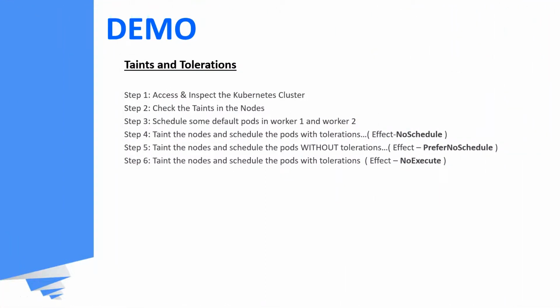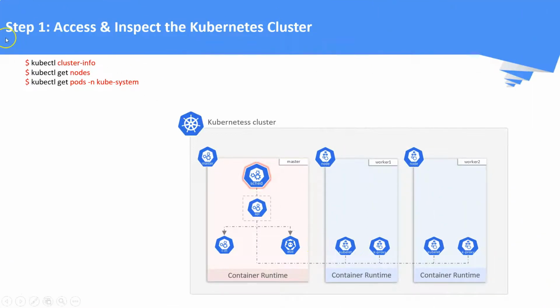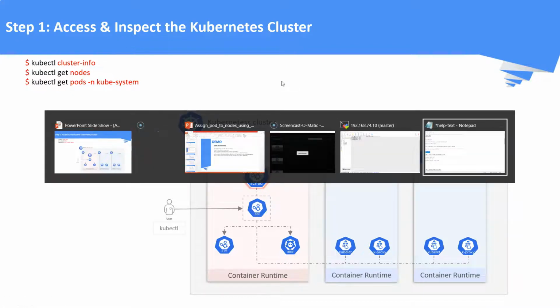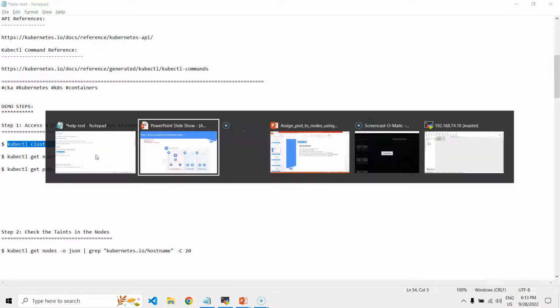Now we will see a demo on how the taints and tolerations work. Step number 1, access and inspect the Kubernetes cluster. Access the Kubernetes cluster using kubectl utility and check if the Kubernetes cluster is running properly. Just to save the time, I have consolidated all the commands in a notepad and the same is available in the video description.